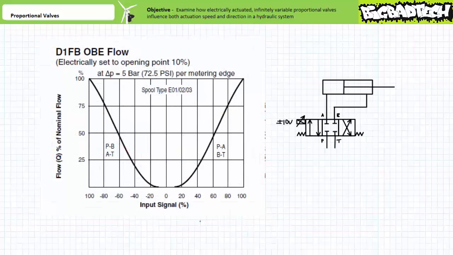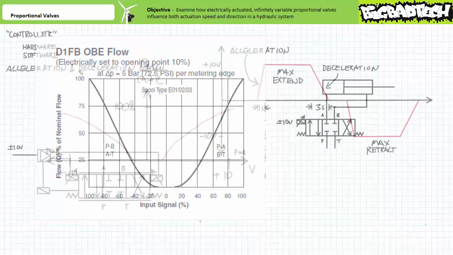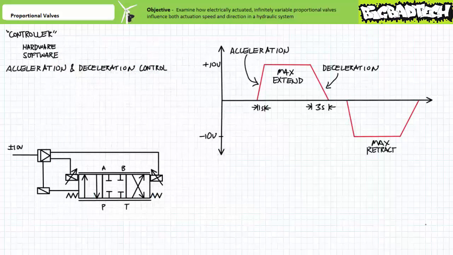Here's an example of a flow rate as a function of applied voltage chart from an actual proportional valve datasheet. You can see the similarities between it and my cartoonish simplifications. The true utility of proportional valves is only evident when they are used in combination with something I'm calling a "proportional valve controller." Note the quotation marks.